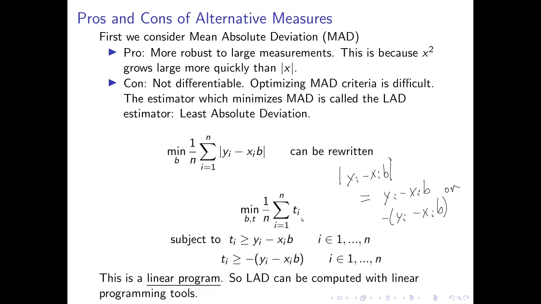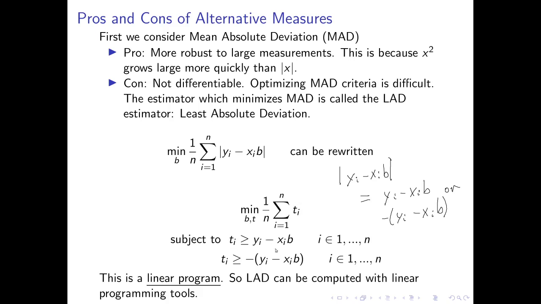So when we set up this extended problem where we've introduced this auxiliary variable t and these extra constraints, what we're saying is t is bigger than the positive part of the absolute value and the negative part of the absolute value. Because it's bigger than both of these cases, it's bigger than the absolute value. So ti is greater than or equal to the absolute value of yi minus xiβ. And not only that, but because we're minimizing this expression in t, we're going to choose the t value which is the minimum.